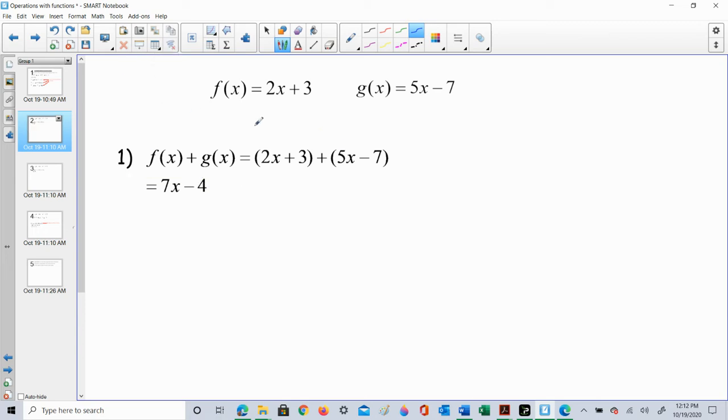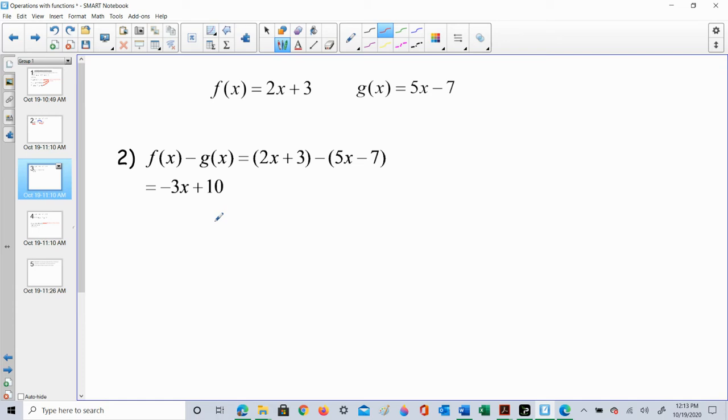Let me get rid of some of that. So yeah, 2x plus 5x, and 3 plus negative 7. That's like 3 minus 7. That's why we get 7x minus 4. Really is a pretty simple concept.